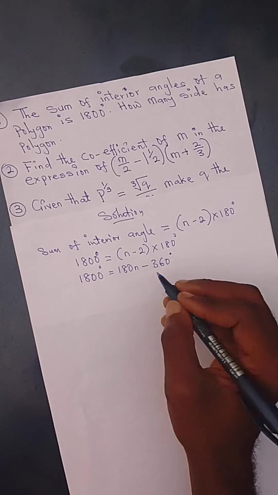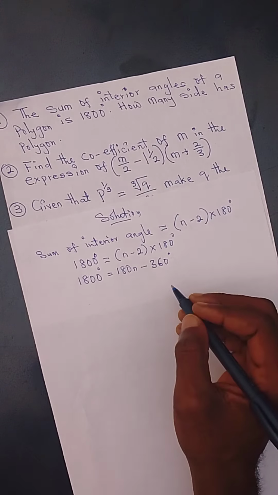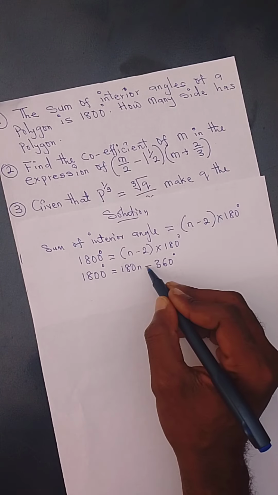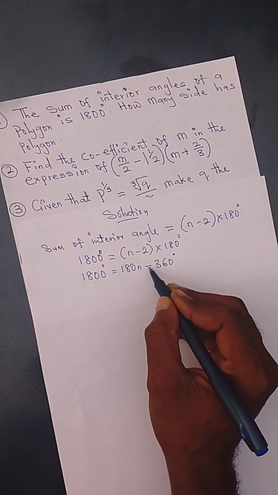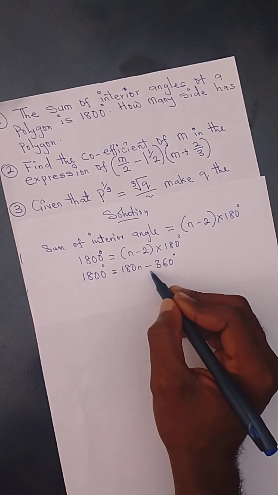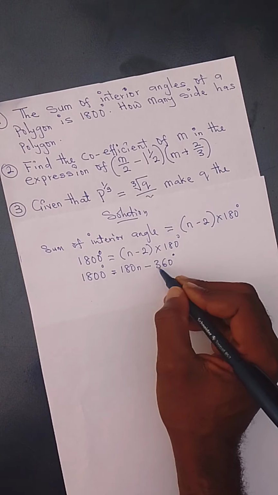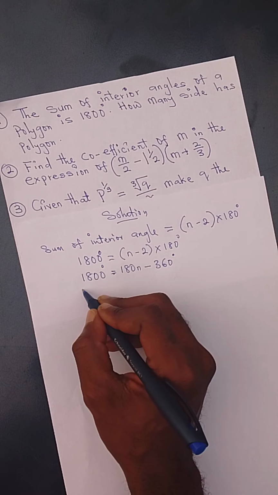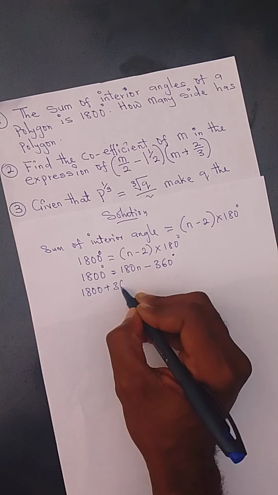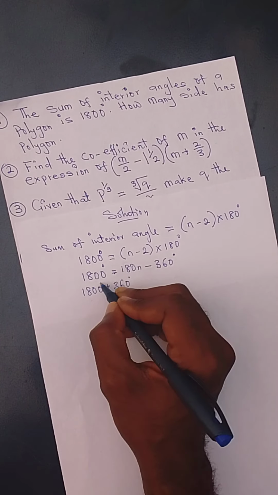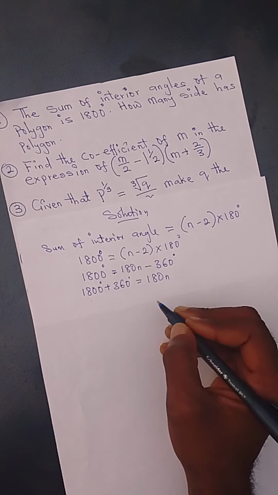So now at this point you need to add 360 to both sides, or you can simply say carry this minus 360 and cross over to this side. You know, when a negative sign crosses the equality sign, it becomes positive. You know that. So let's cross this 360 down to this side. So that will give us 1800 plus 360 degrees equal to 180n.